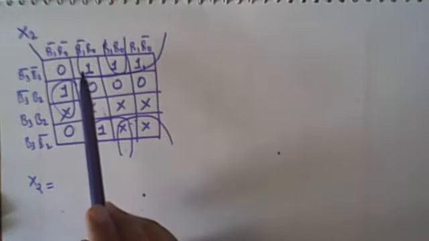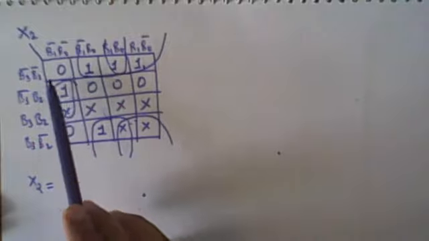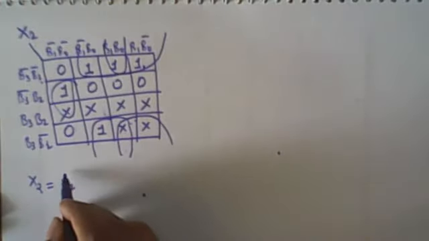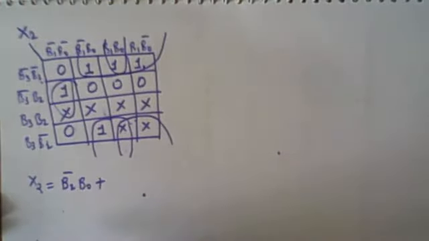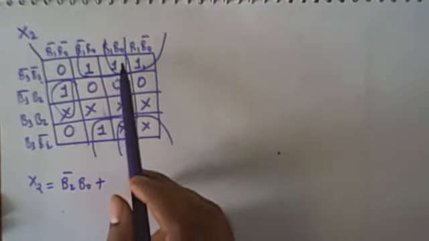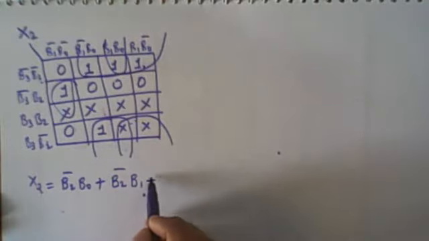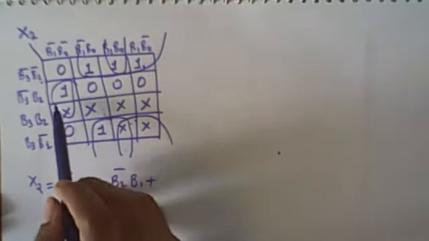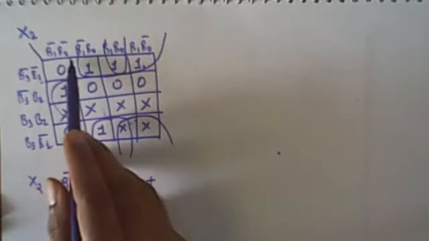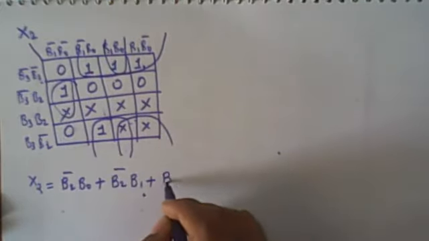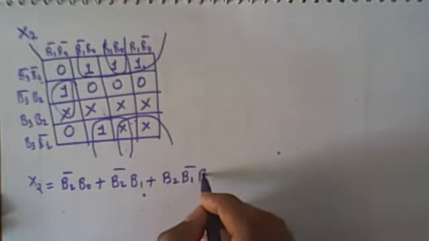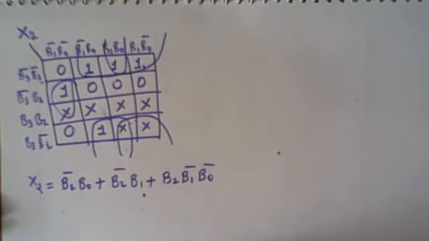So for the first group, which is the group of 4, common variables are B2 bar and B0. From the other group of 4, common variables are B2 bar and B1. And for the third, the group of 2, common variables are B2, B1 bar, B0 bar. So this is the simplified Boolean equation of the x2.